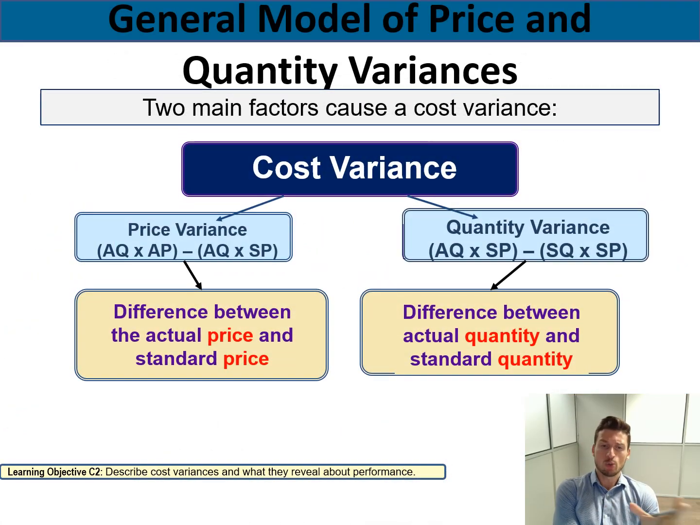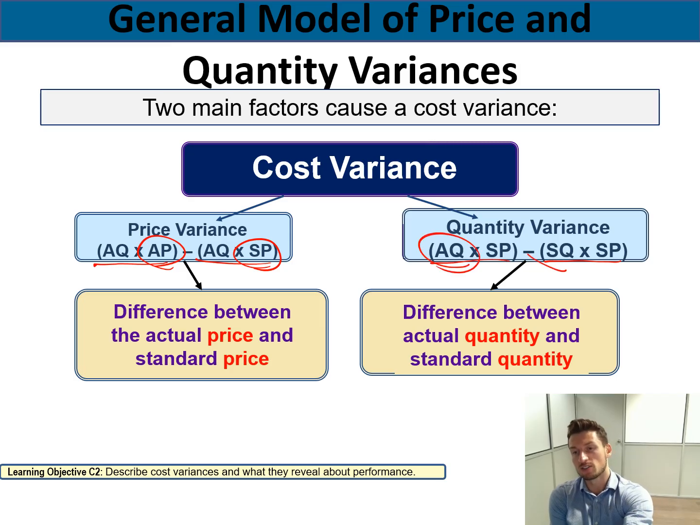So here now what we can do, we need to differentiate price variance and quantity variance, okay, for your direct material, for example. So what's going to be price variance? This is going to be actual quantity times actual price minus actual quantity times standard price. Quantity variance will be actual quantity times standard price minus standard quantity times standard price. So this is a difference between the actual price and standard price, as you can see. And this is a difference between actual quantity and standard quantity.